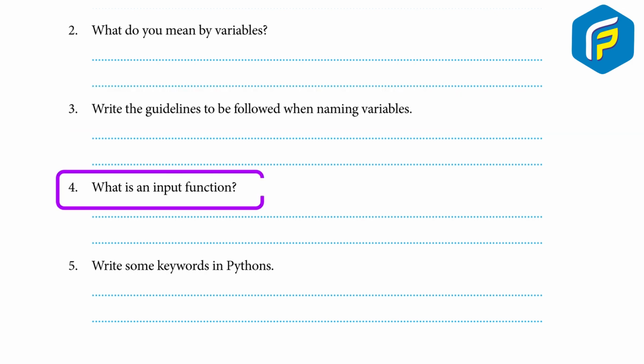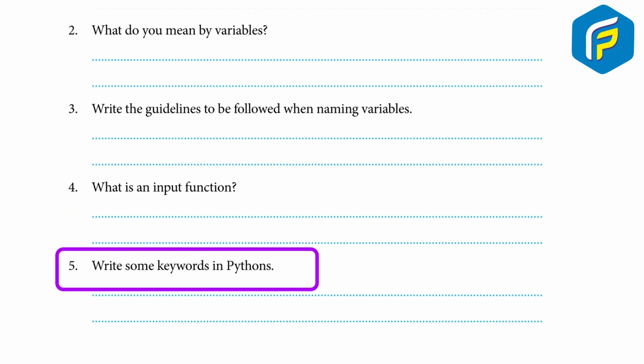4. What is an input function? Answer: The input function is used to receive user input. The input function is used to collect values from users and save them in a variable. 5. Write some keywords in Python. Answer: keywords in Python: False, class, return, True, def, for, lambda, nonlocal, while, assert, break, etc.